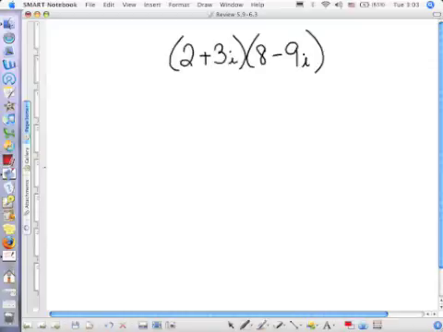Number 9 is a multiplication problem because between the two sets of parentheses there is no plus or minus. We have to do FOIL.